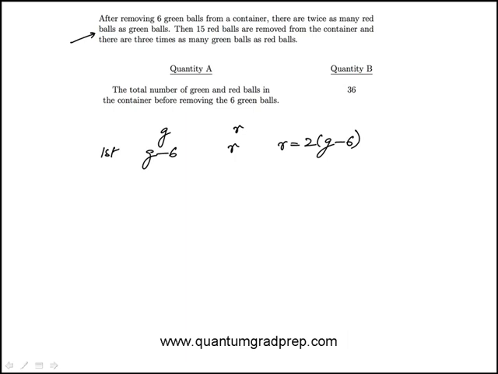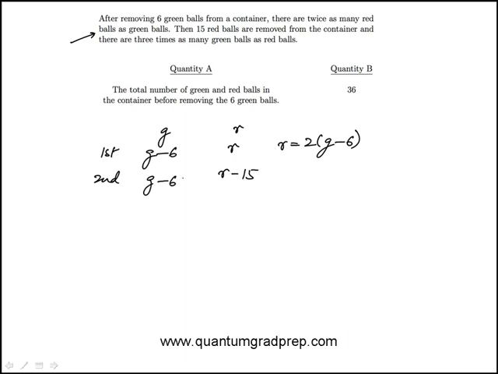So R is 2 times G minus 6. What you want to be careful is not to translate it as G minus 6 is 2 times R. That's the most common temptation. And in the second step, they tell us that 15 red balls are removed. So we have R minus 15. The number of green balls remains the same.